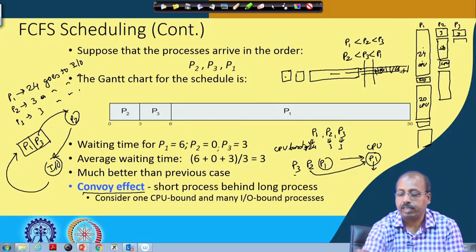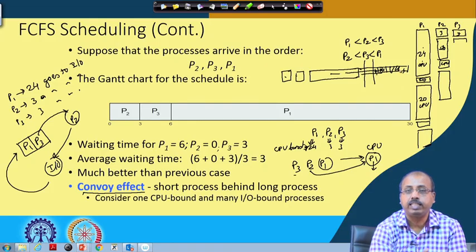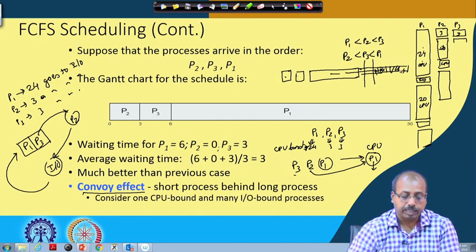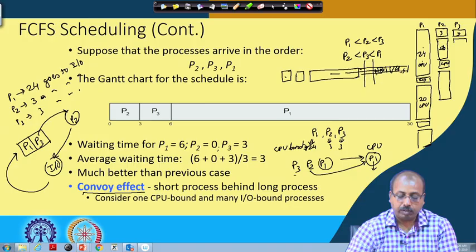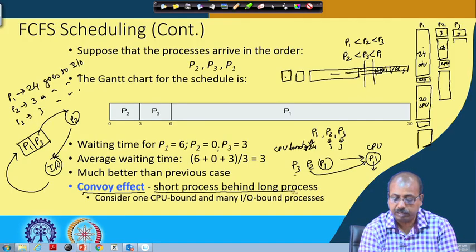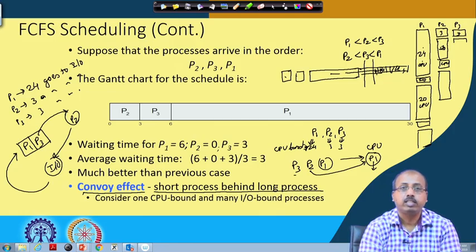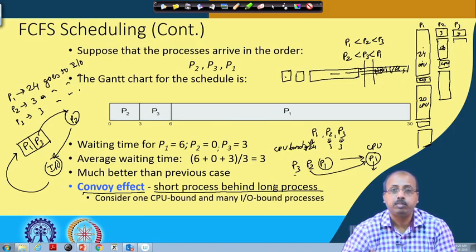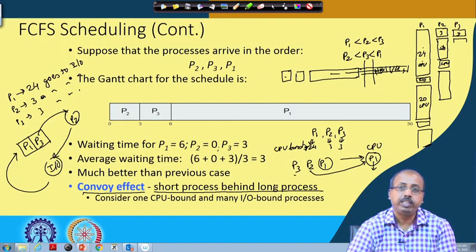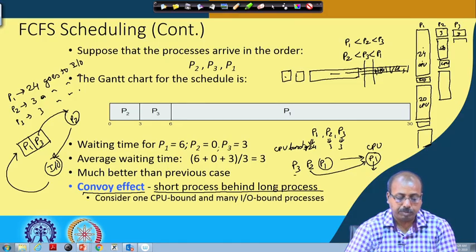So, at every point it finds that in front of me there is a big convoy that is running slowly, and we have to wait for that. This situation occurs every time. This is known as the convoy effect, or short processes behind long processes. Whenever this situation occurs, the waiting time of the short processes increases significantly. Every time it comes to the ready queue, it finds there is a big job before it that has to be finished.